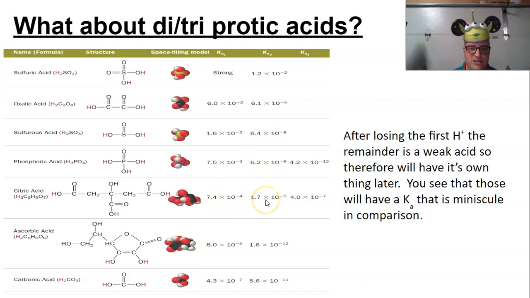This one's for some reason pretty short, citric acid, not sure why. But you can see the second order of magnitude is huge. So no matter what these concentrations are, you're going to be adding something, to the thousandth, 10,000th, 100,000th. It's going to be insignificant. So after the first one, what remains is a weak acid. It has its own thing, but it's so minuscule, you're only really going to be worried about that first part.